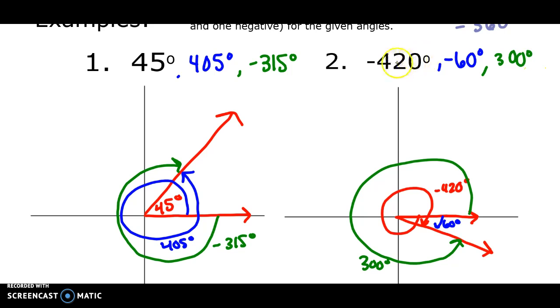Last but not least here, this negative 420-degree angle. Notice that that angle looks like such. Add and subtract 360. So here, same initial side, same terminal side, negative 60 degrees, and then a positive 300-degree angle. All right.